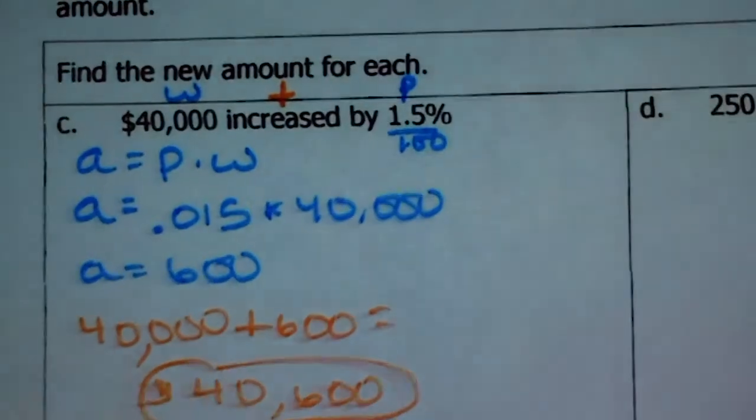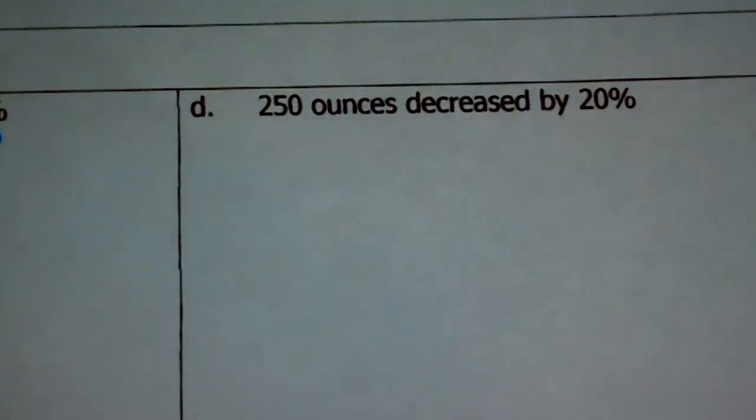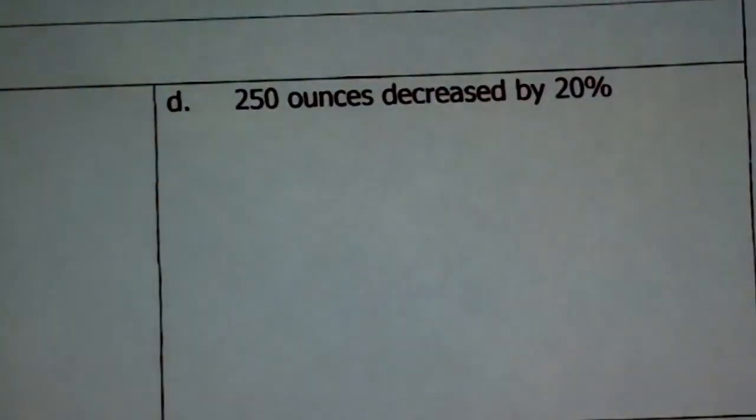All right, let's try a decrease one. All right, we have 250 ounces decreased by 20%. So let's say that a company currently has a giant size 250 ounce bottle and they want to make something a little bit smaller. They want to decrease it by 20%, so they need to know how many ounces this new bottle is going to be.